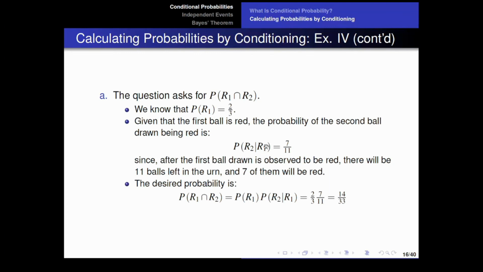Given that the first ball is red, the probability that your second selection would be red as well is 7/11. Therefore, this intersection probability, R1 intersection R2, is the probability of the first event that occurs over the timeline, and given that the first event occurs, the probability of the second event to occur. So this is 2 over 3 times 7 over 11, which is 14 over 33. This is the probability of selecting 2 red balls.